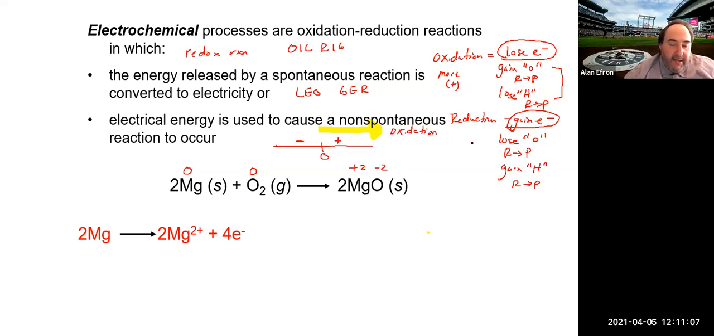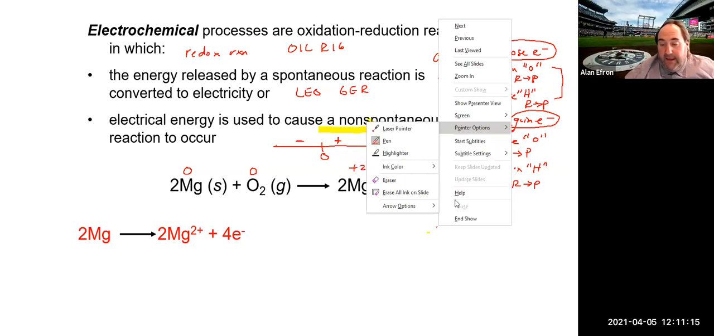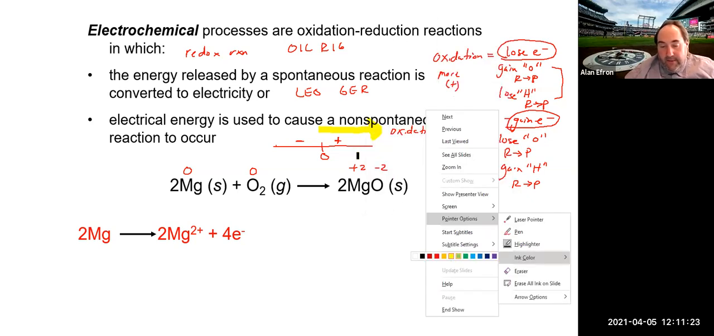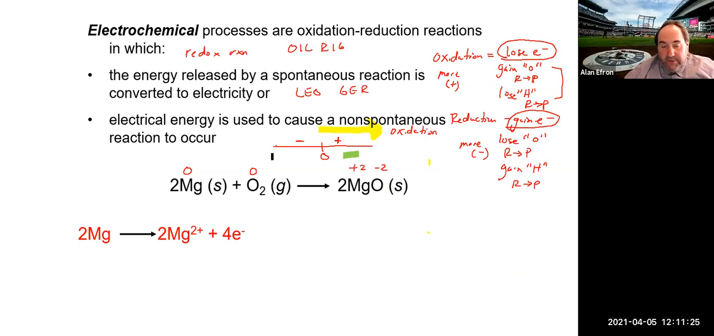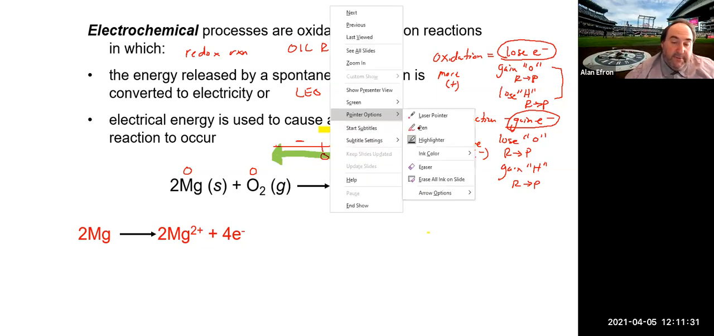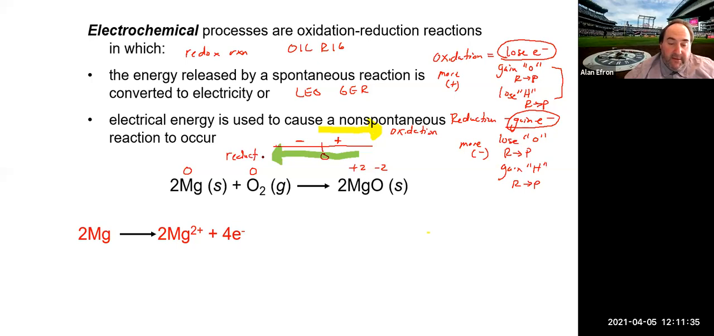Things that gain electrons become more negative. So if you find yourself on the number line moving in the opposite direction, in a more negative direction, basically going in this direction, then that person is going through reduction. So that's a very simple way to visually see what's happening.